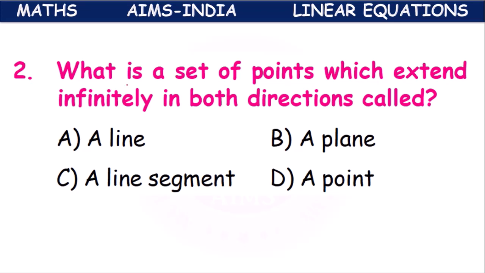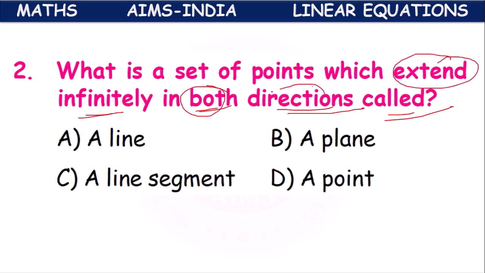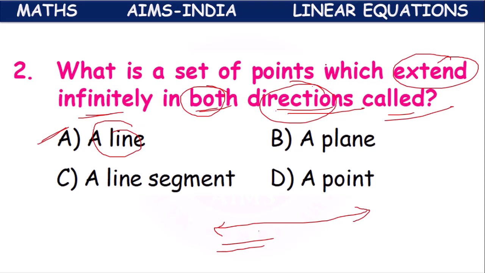Next. So what is a set of points which extend infinitely in both directions called? Which can be extended in both directions means it is an example of line. So a line can be extended on both directions.